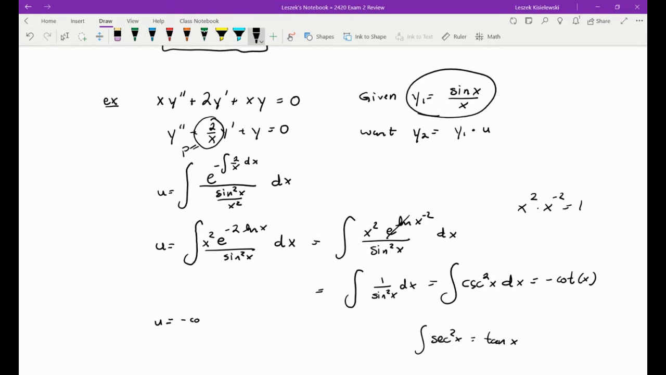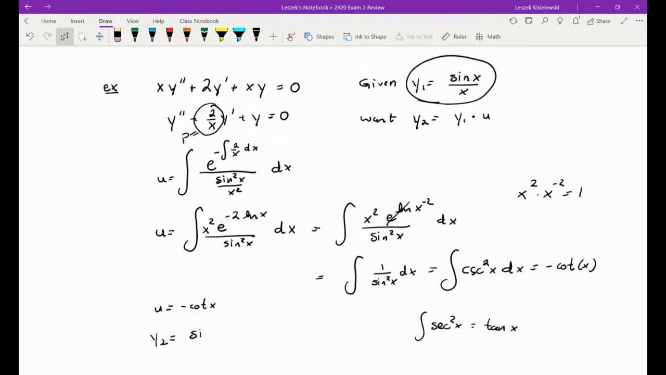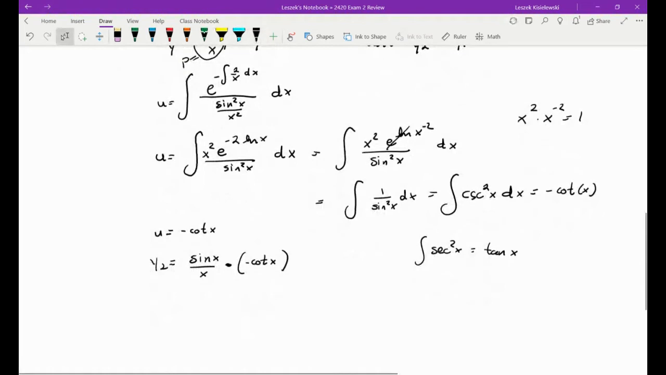So we get our antiderivative is negative cotangent. So y2 would be y1. Y1 was given as sine x over x times this u that we've just computed using formulas. And that simplifies to minus cosine x over x. All right. Cotangent is the reciprocal of tangent, so cosine over sine.